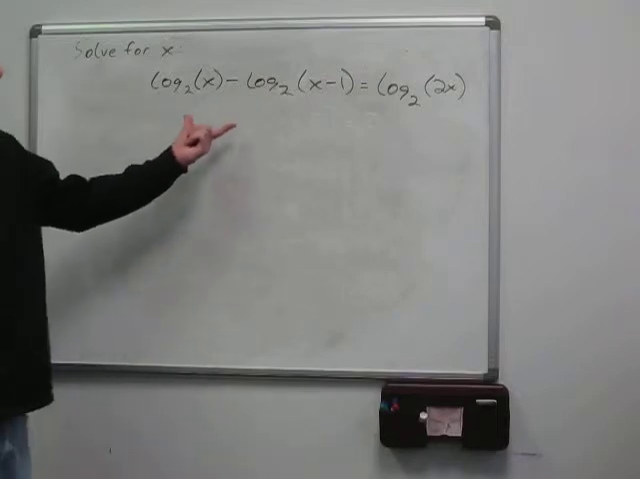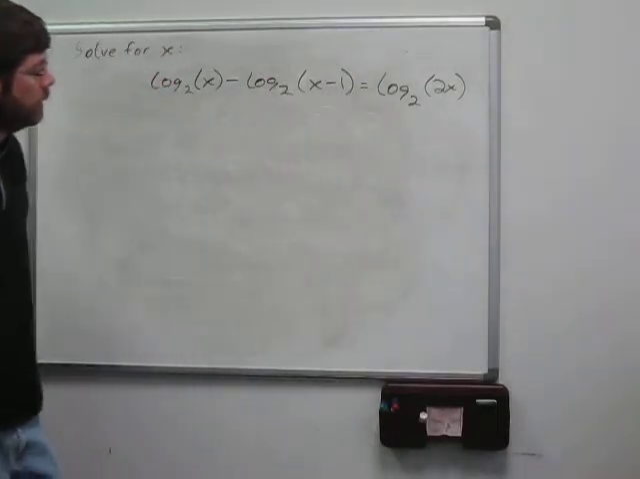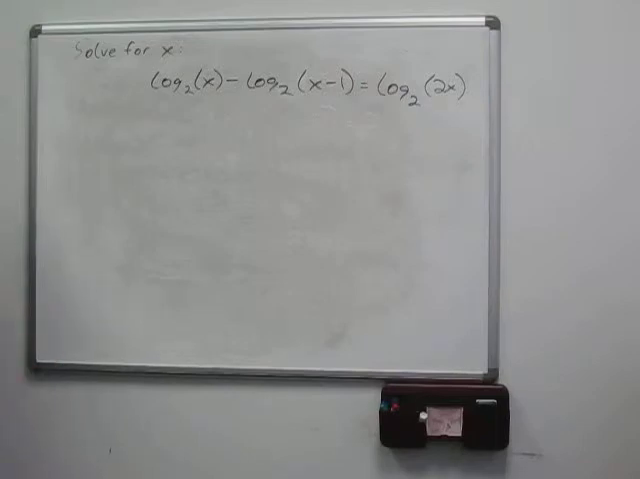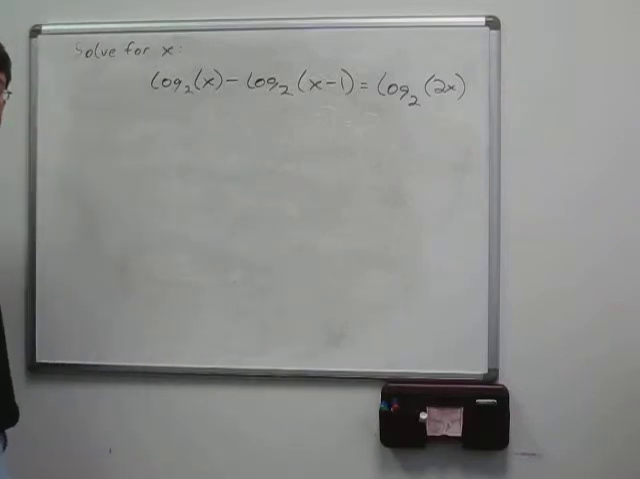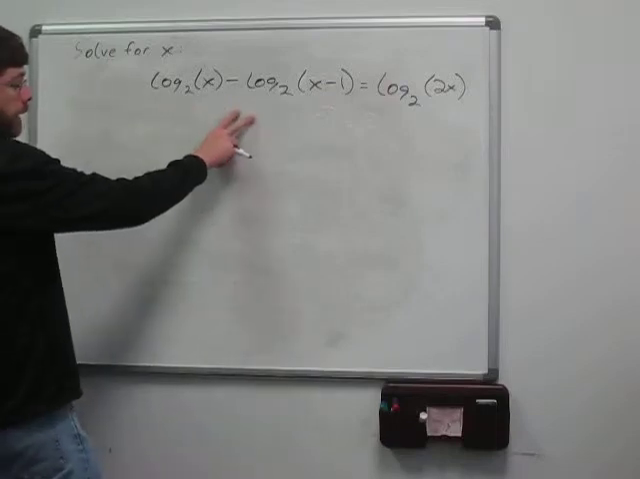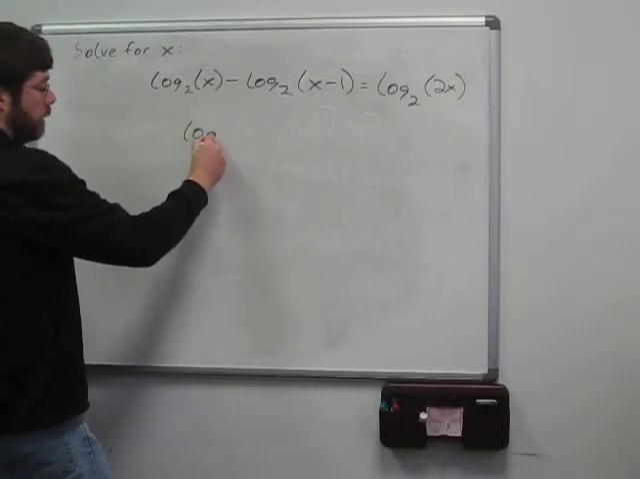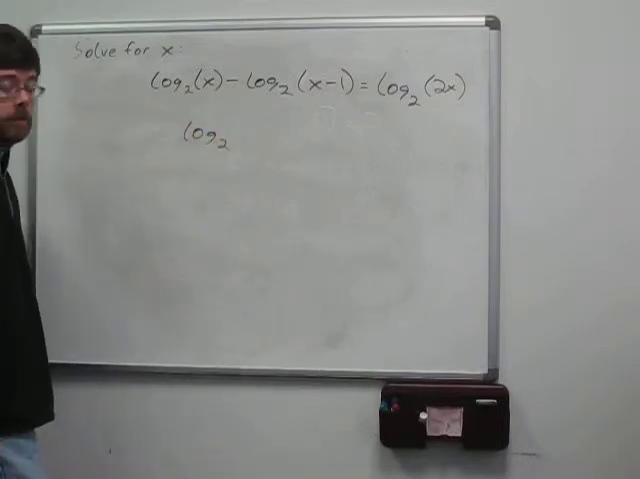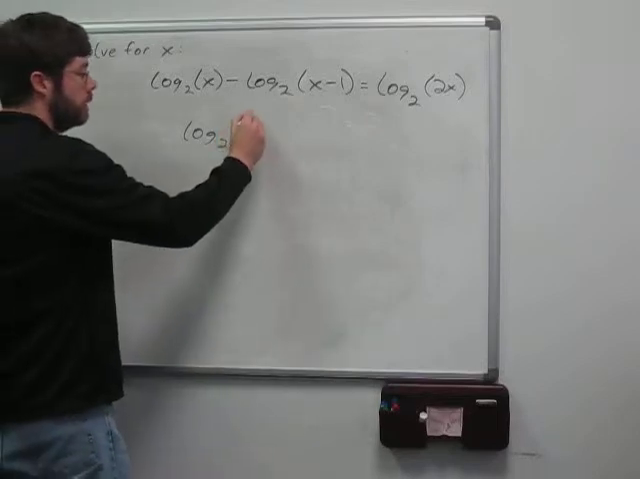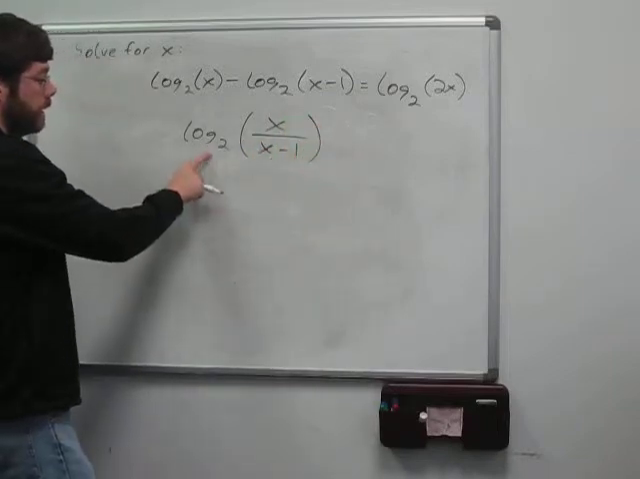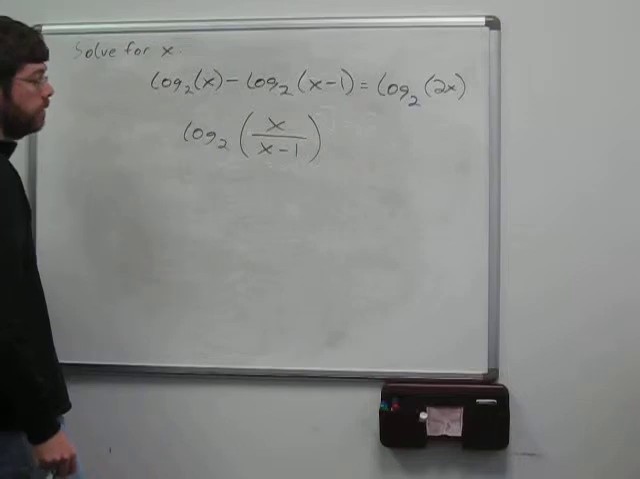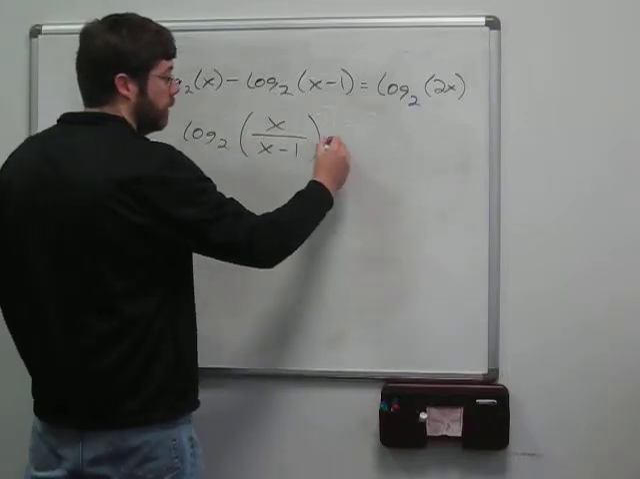Well, here we have some logarithms on both sides. So since they are the same base, we'd like to get a situation where we have a single logarithm on one side equal to a single logarithm on the other. Because as we saw in the last video, that tells us that the arguments must be equal. Well, the left side we can write as a single logarithm, since the difference of logarithms to the same base is equal to the logarithm of the quotient. So here I know that the left side is log base 2 of x divided by x minus 1.